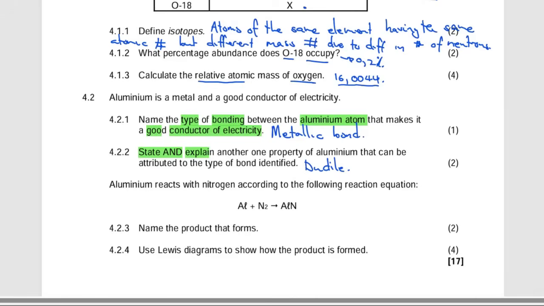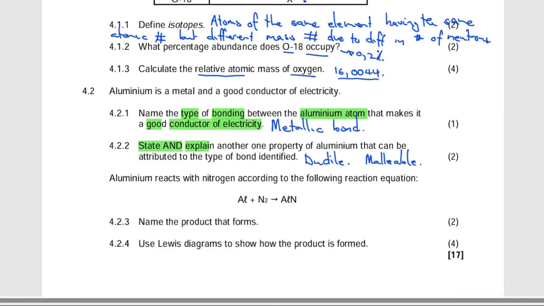And then the other property is that it's malleable. What does this mean? It means it can be hammered into any shape. So that's our answer there. It can be hammered into any shape.